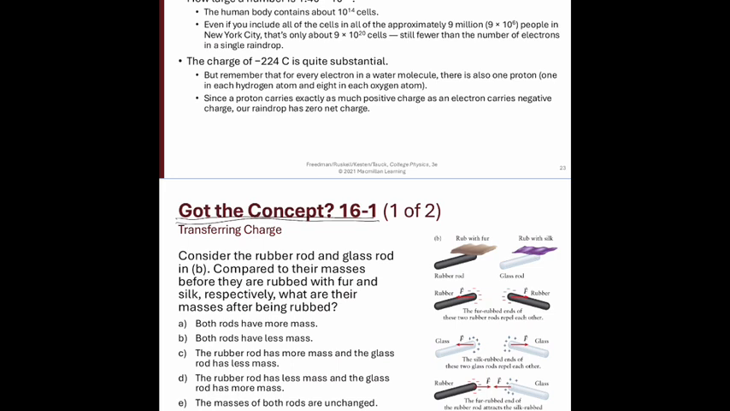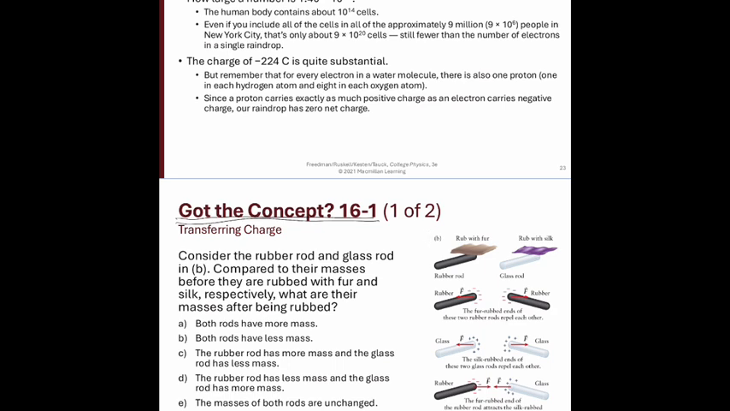So let's do them. We're going to do them in class. That's what we do. So consider the rubber and glass rod in this figure here, part B of that bigger figure. Compared to their masses before they're rubbed with the fur and silk, what are their masses after being rubbed?